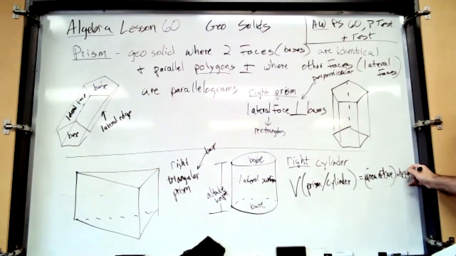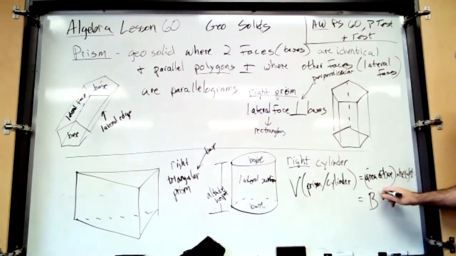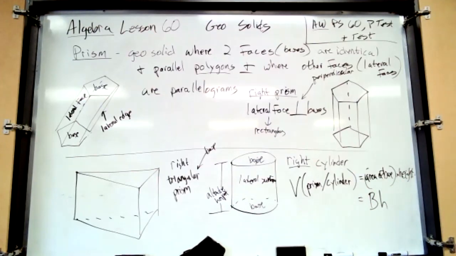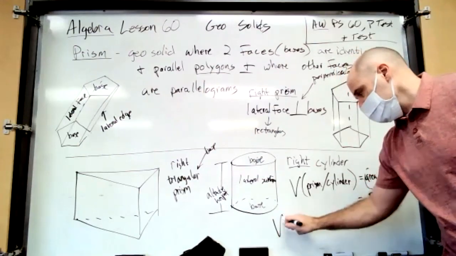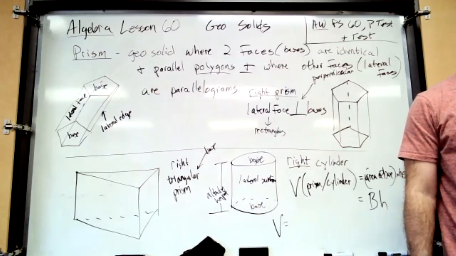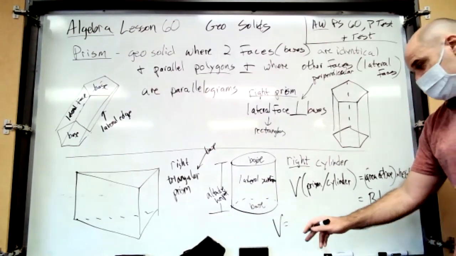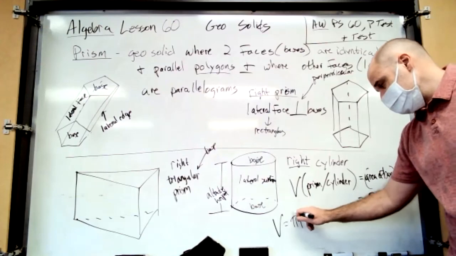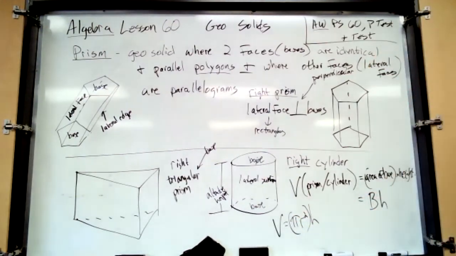Now in the book, you'll see this capital B. I don't like that because it's hard to remember that capital B means area, small b just means like the base of a triangle or something. So just spell it out, area of base times height. Now with the cylinder, the volume is just, what's the area of the base? How do you find the area of the base of a cylinder? Pi r squared. That's the same every time, right? So the volume is just pi r squared h, right?